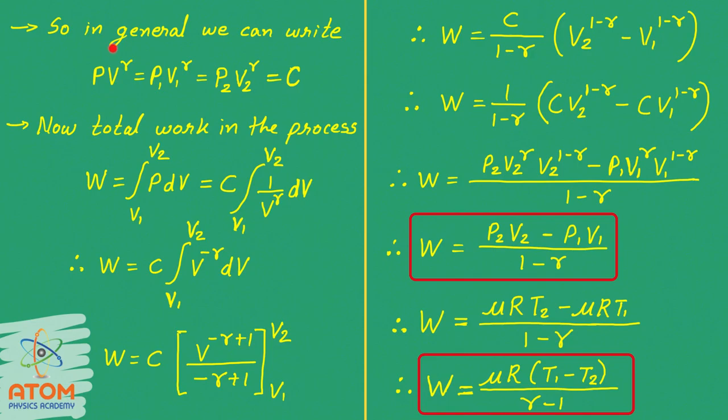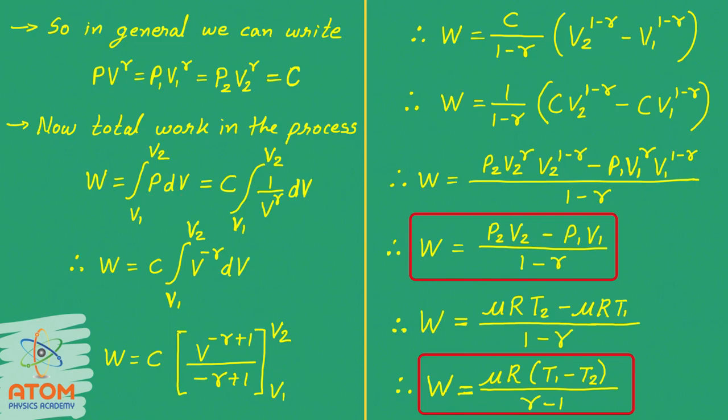So in general we can write that PV raised to gamma is equal to P1 V1 raised to gamma is equal to P2 V2 raised to gamma is equal to some constant C. This C is a constant here, right? Now the total work in the process can be written as W is equal to integration V1 to V2 PdV.